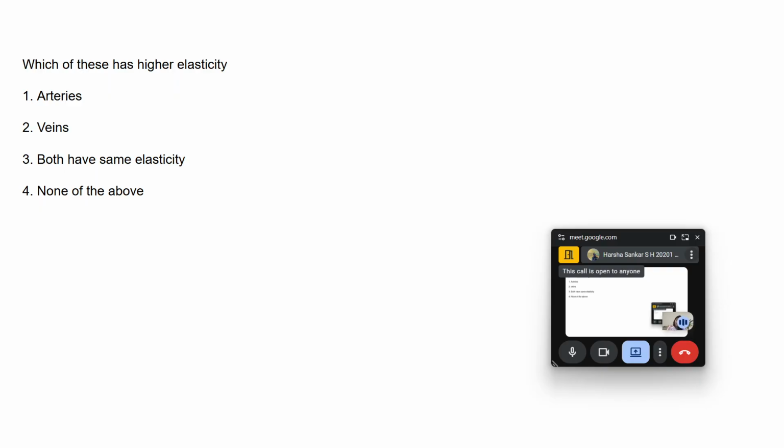Correct answer is arteries, right? Artery has thick walls and higher elasticity compared to veins.